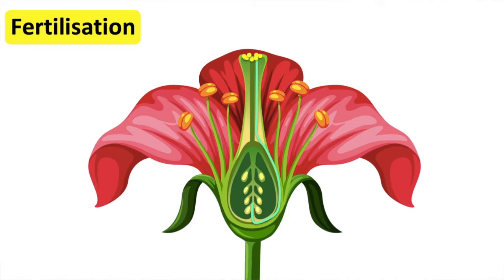Now that the pollen grains have been transferred onto the stigma, a pollen tube grows through the style until it reaches the ovary. Inside the ovary, the nucleus of the pollen passes along the tube. This then fuses with the nucleus of the ovule. This is when the process of fertilization is complete.